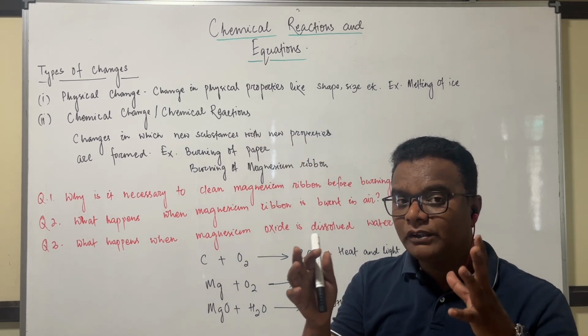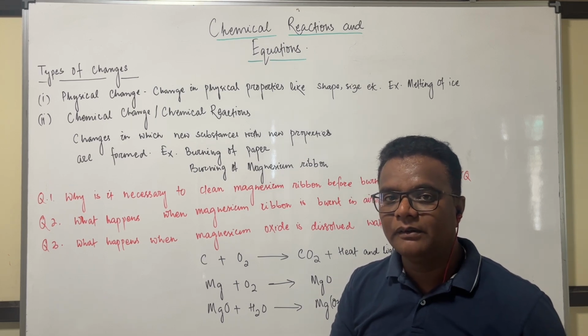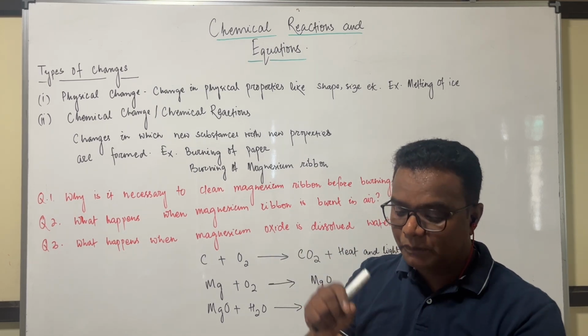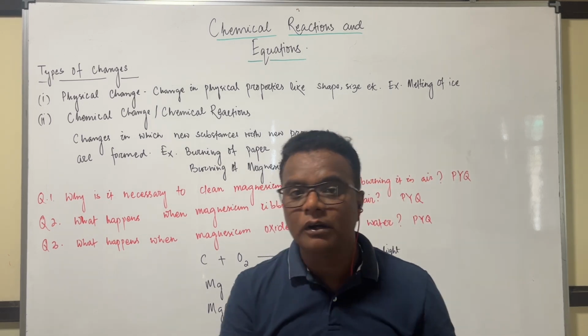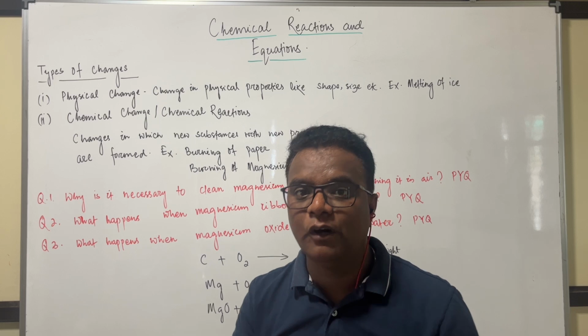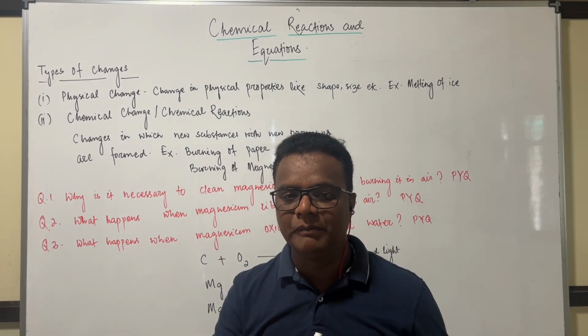Then why is it necessary to clean? What happens if we will not clean the magnesium ribbon? We are not going to get the desired result because that is mixed with the oxide. Suppose after cleaning we are burning pure magnesium, whereas if magnesium oxide layer is present, then we are burning magnesium oxide. So we are not going to get the desired result. Therefore, it is necessary to clean the magnesium ribbon.